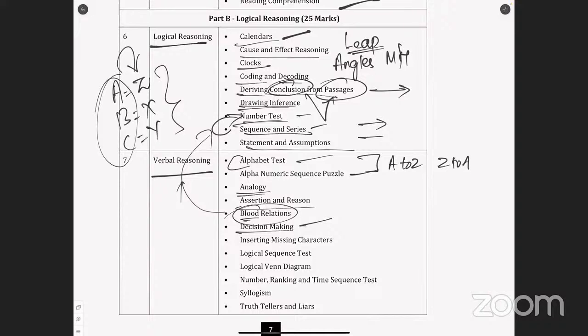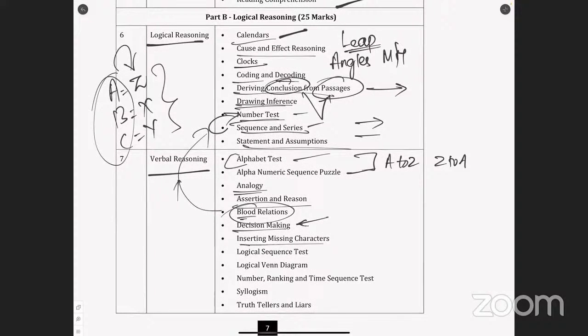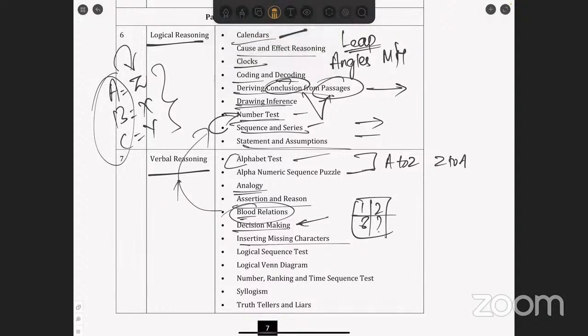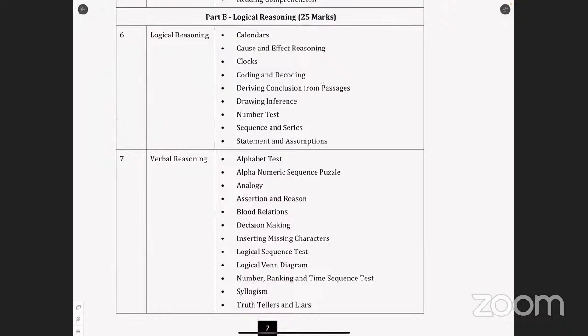Decision making involves, let's say, a problem which will be given to you, and based on that problem, based on the data which is given to you, you'll have to make a specific decision. Then inserting missing characters, a very interesting topic once again, because here let's say there is a box like this, then say 1 2 3, the fourth character is missing. You'll have to identify which character that is. So that is something which we cover in that particular topic.